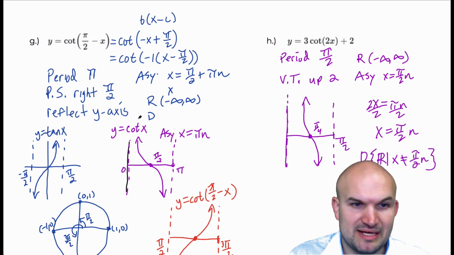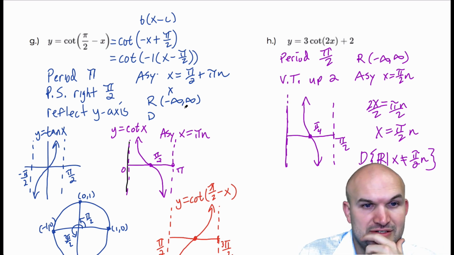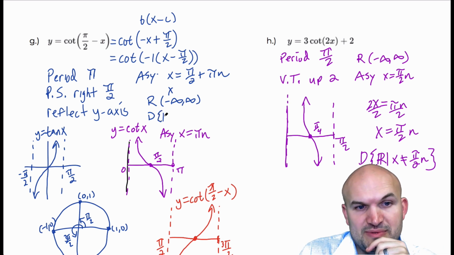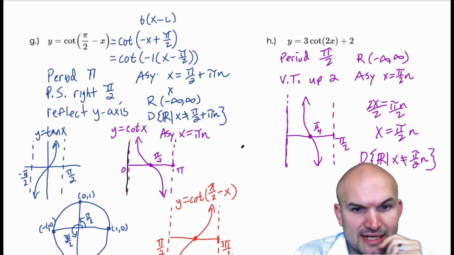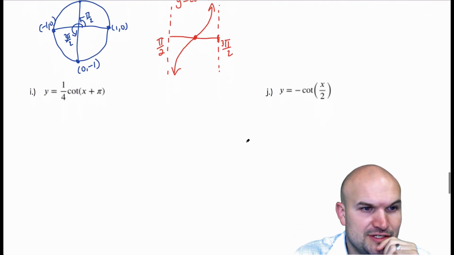Now, in the same case, I forgot to go over the domain here, so let's do this. The domain here is going to be all real numbers such that x cannot equal pi halves plus pi n. All right, so now let's get on to the last two.